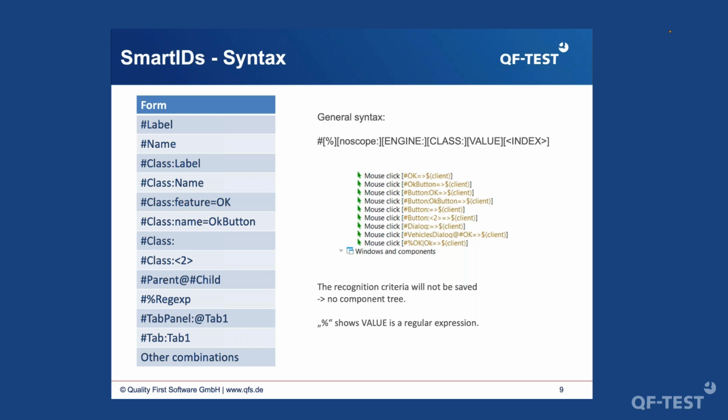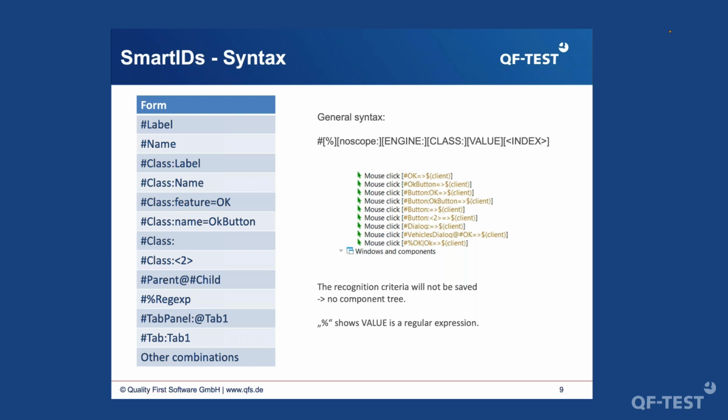And then you have several possibilities to define the SmartID. The simplest one would be to simply put in, for example, the text which is displayed on the button. So you simply write hash OK, and then QFTest is looking for any component which has OK on it. If there's not only a button with OK on it, for example, there's another component, whatever, a label or any other type of component with OK on it, then this may already not work as expected, because then it may hit a different component than the one you're expecting.